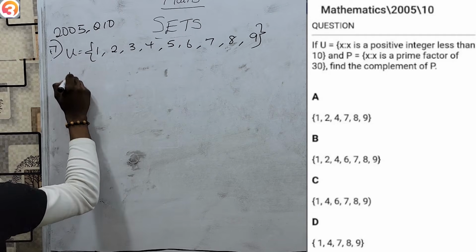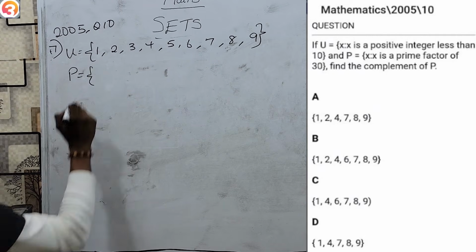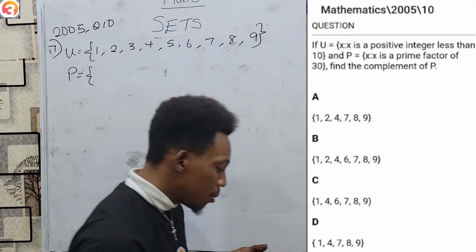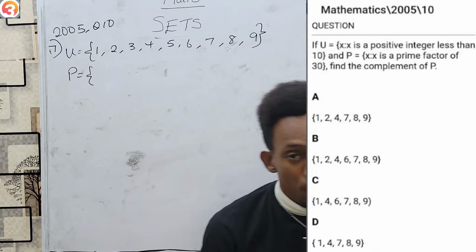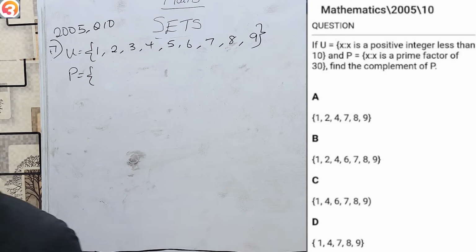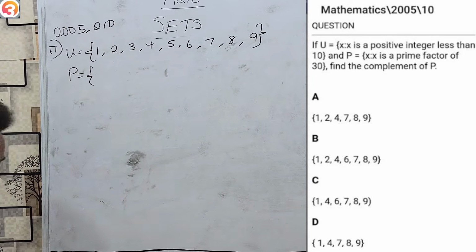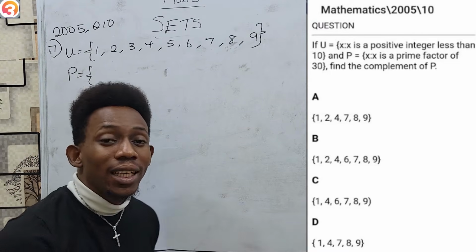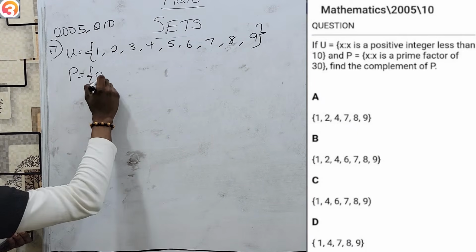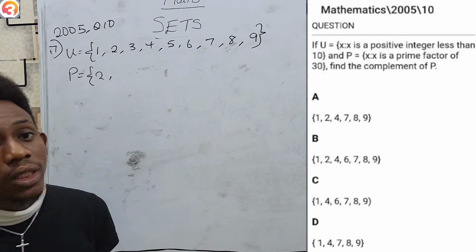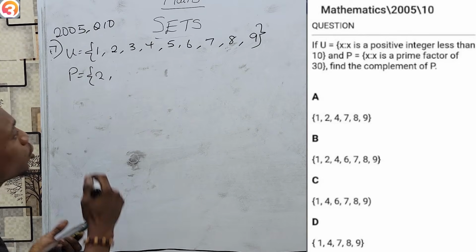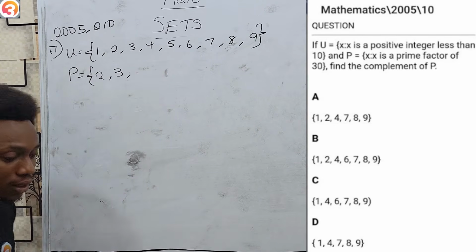Then we are told P, the entire description, which is that x is a prime factor of 30. What are prime factors? It's basically a prime number which can go into 30. So let's list out all the prime factors of 30. Now, 1 is not a prime number, so 1 cannot belong to this set. 2 is a prime number, and yes, it can go into 30, implying that 2 appears here. 3 is a prime number, yes. It can also go into 30, meaning 3 appears here.